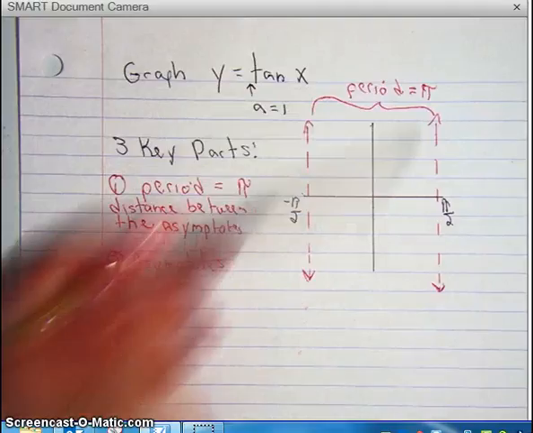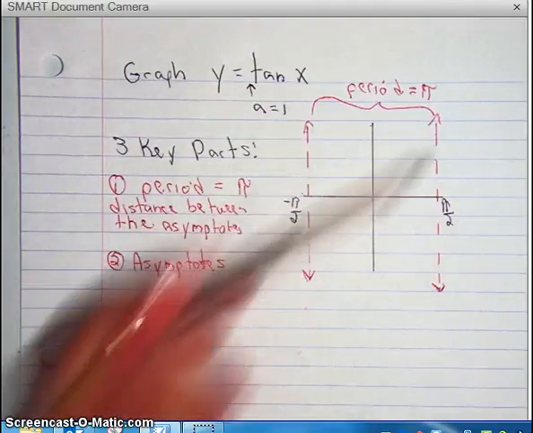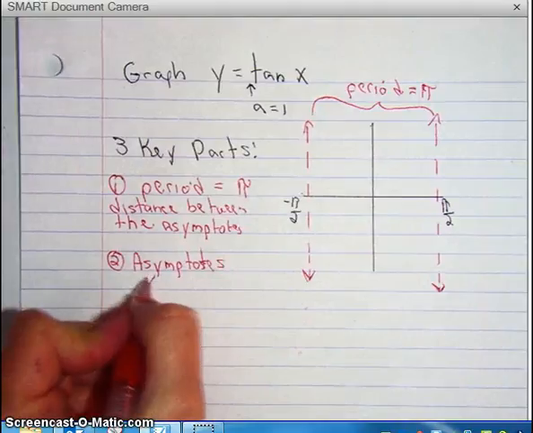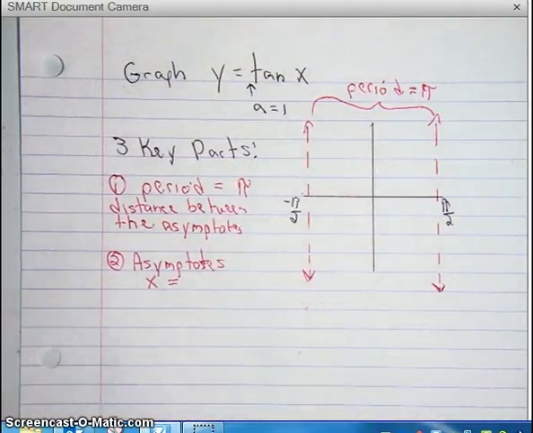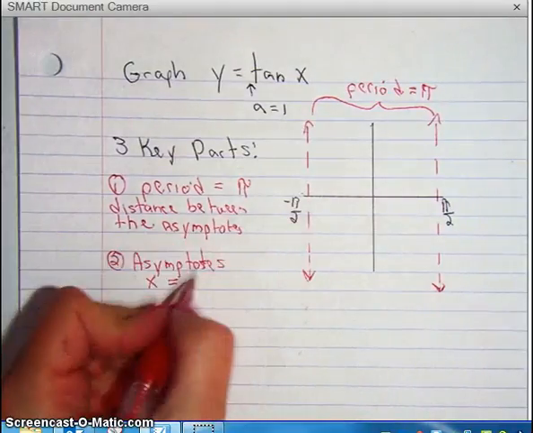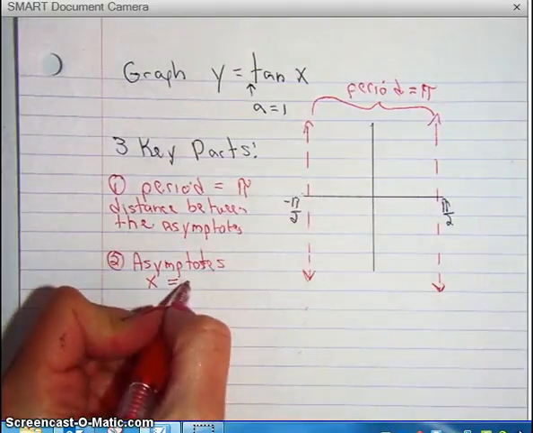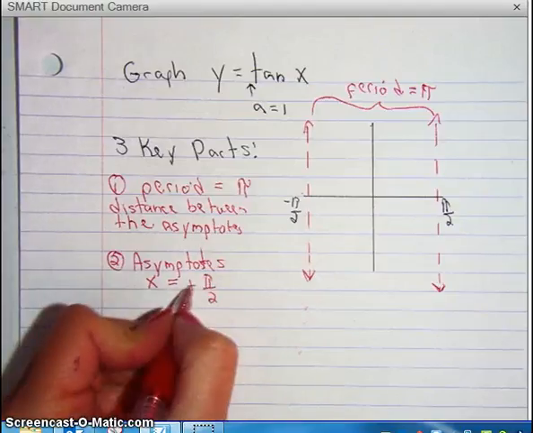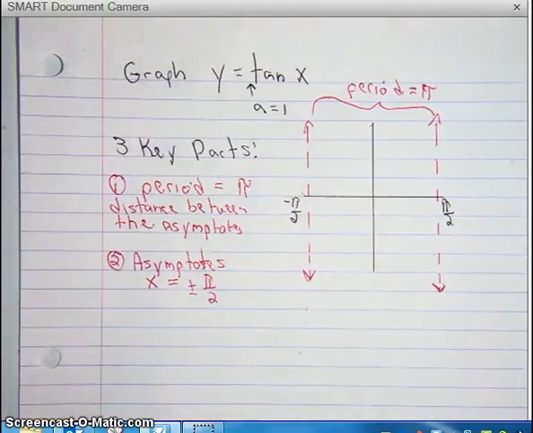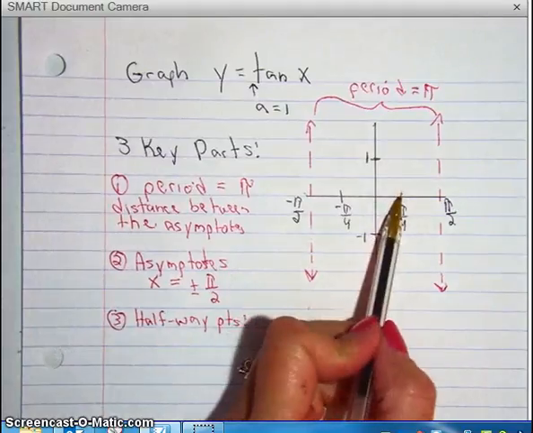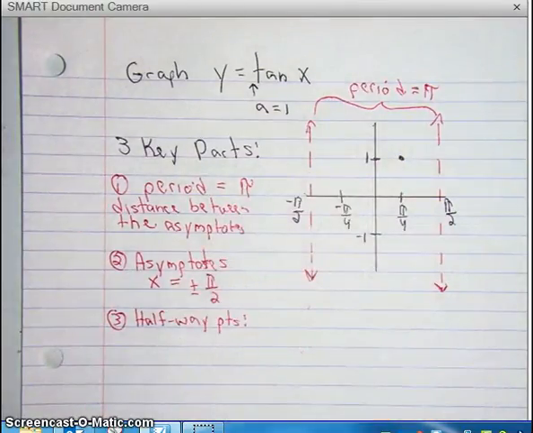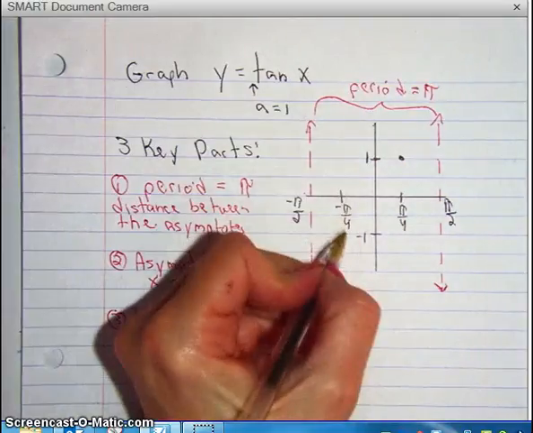The asymptotes are vertical lines. What axis do these vertical lines cross? X. So the equation for each of them is x equals, and one of them's at negative pi over 2, the other is at positive. So what can we throw in front of pi over 2? Plus or minus. Very good. At the positive halfway point, you're up A. At the negative halfway point, you're down A.